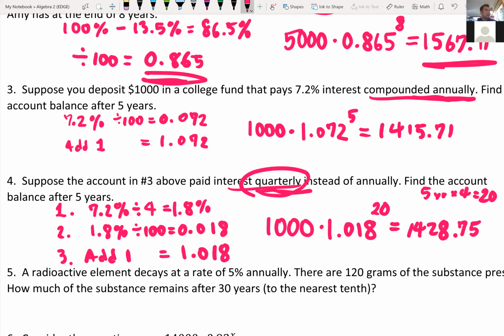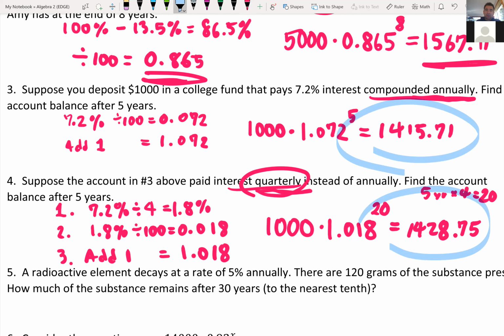75. Yeah, very good. So which one is better? Compounded annually or compounded quarterly? Definitely compounded quarterly is better, isn't it? Because you're earning interest of the interest that you've earned, and you are earning interest of another interest. And so it compounds, it accumulates a little bit better.